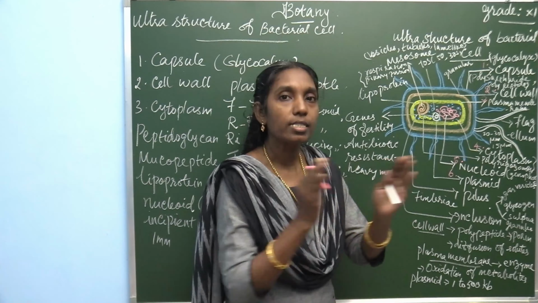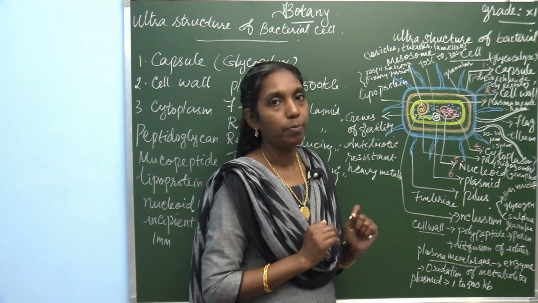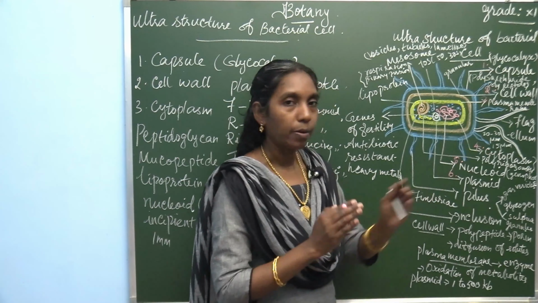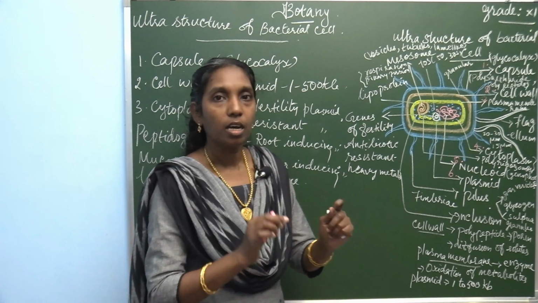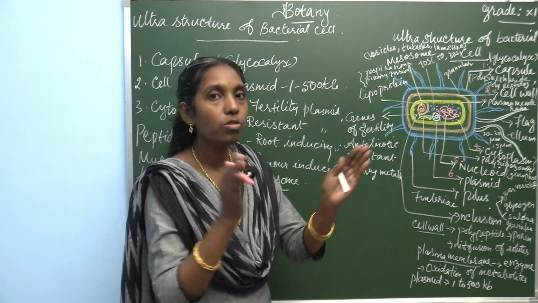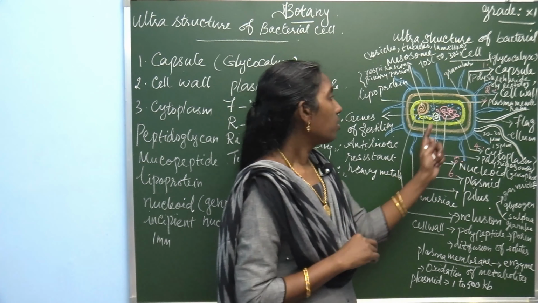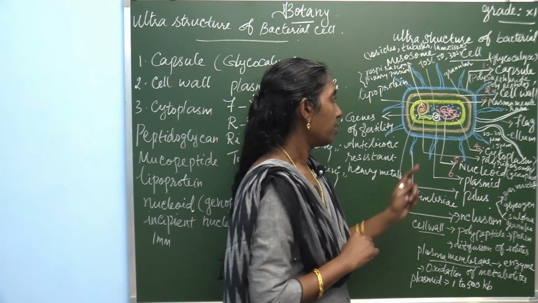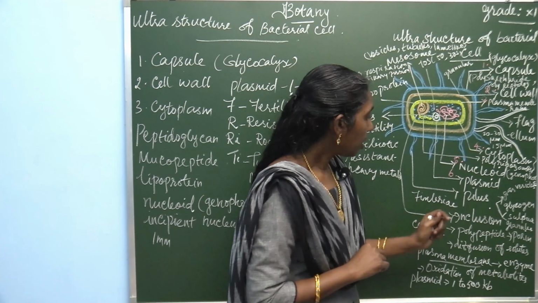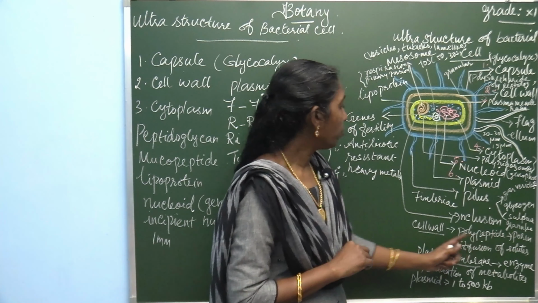It helps to separate at the time of replication. So, when the DNA replicates, while it is attached to the plasma membrane, at one point it helps in separation. Then, the next structure is the inclusions.